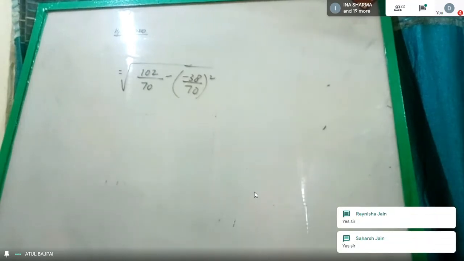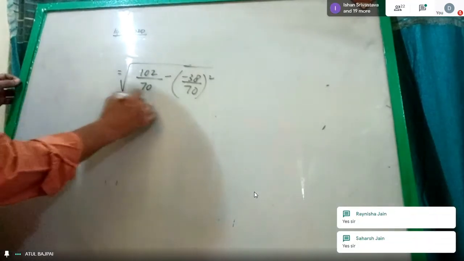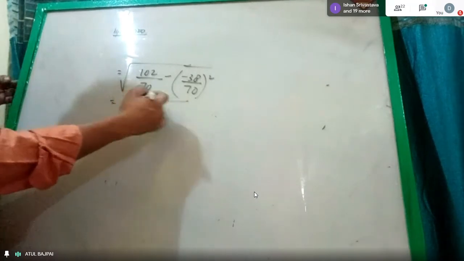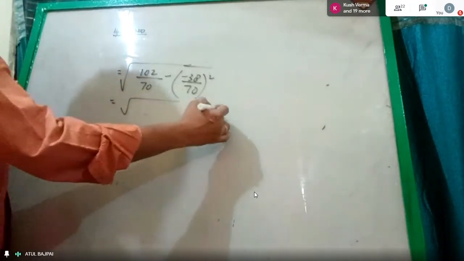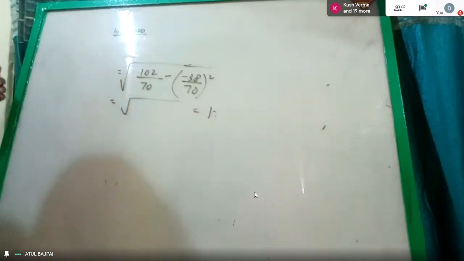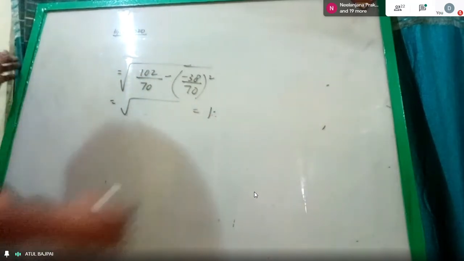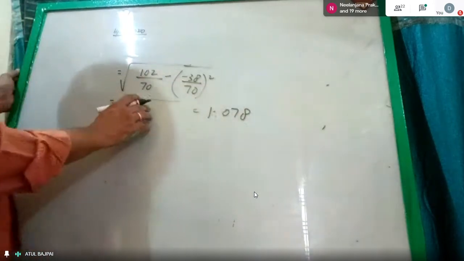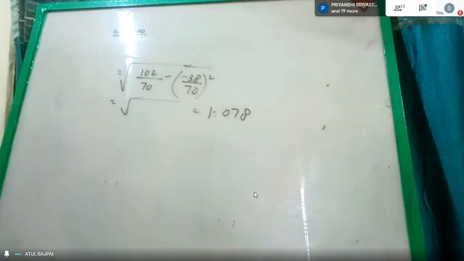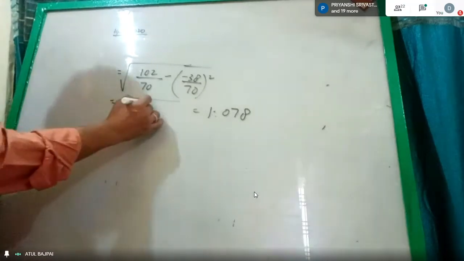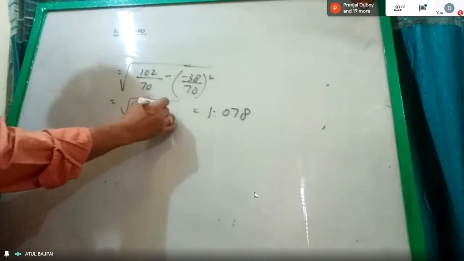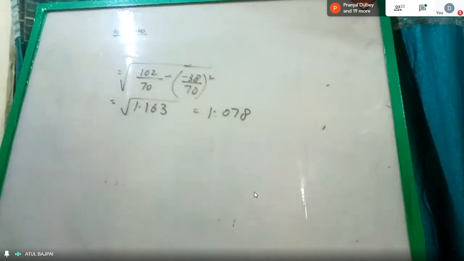1.0784 under root. So the final answer is coming, sir. What is under root? 1.078. Check everyone, and under root, square it. Tell me what answer. 1.163. Yes, check everyone. Are you also getting the same?